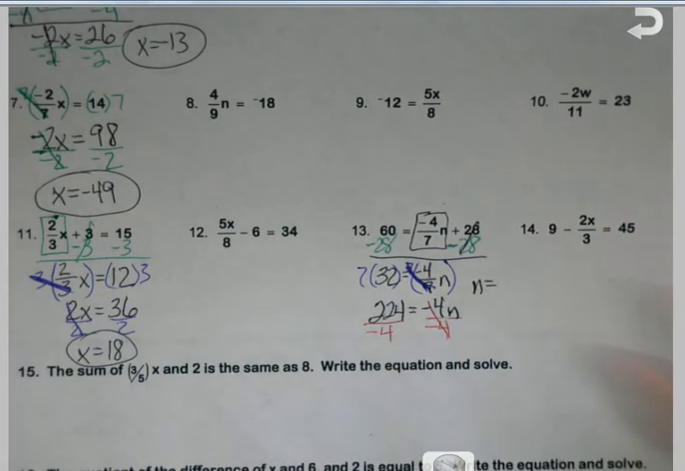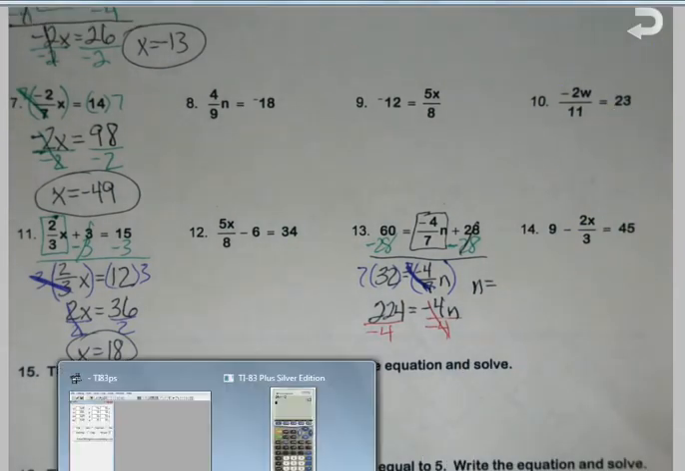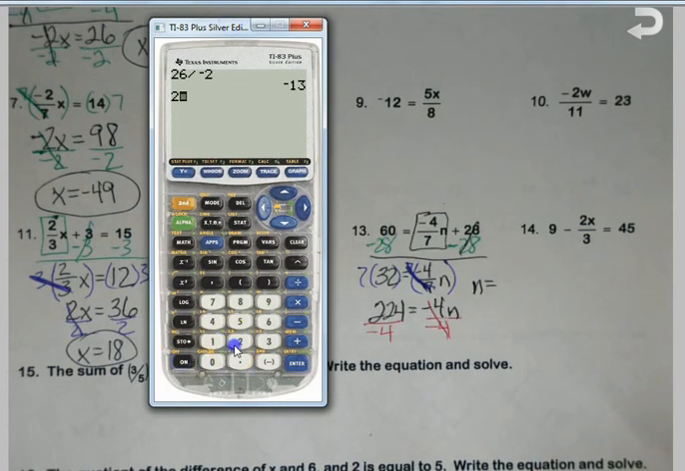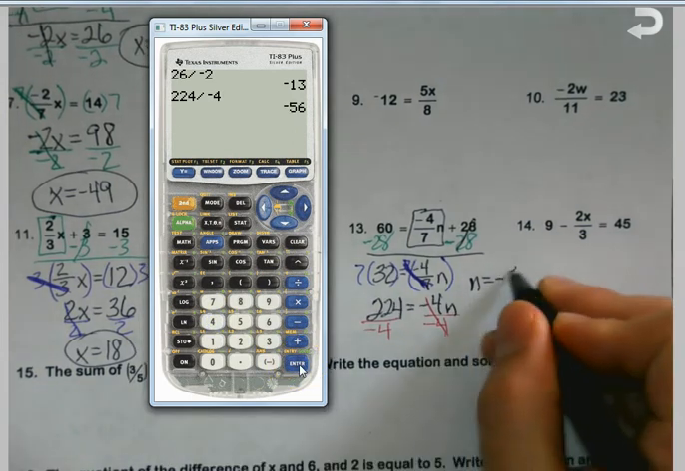Let's see here. I don't think I can do 224 divided by 4 in my head this morning. Sometimes when I'm sharp I can. Today, not quite so much. Okay, negative 56.